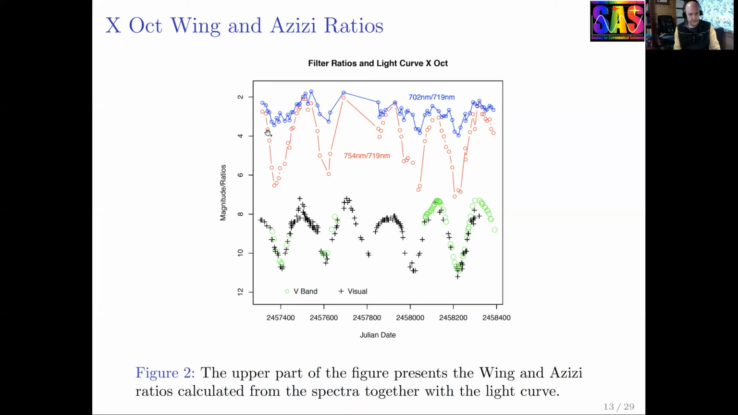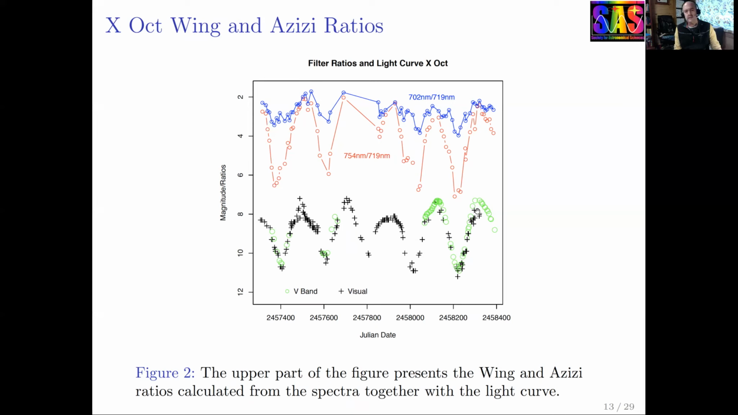In this star, the wing ratio definitely does a better job, and even subtle differences get picked up. If you look at this minimum here, it's a bit lower than that minimum there, and that's reflected in these ratios. Similarly, this minimum here is a bit higher than that one, and that's reflected in those minimums there.